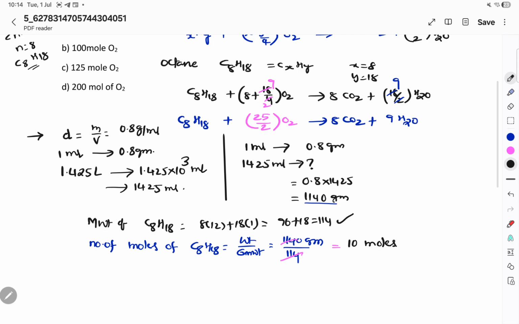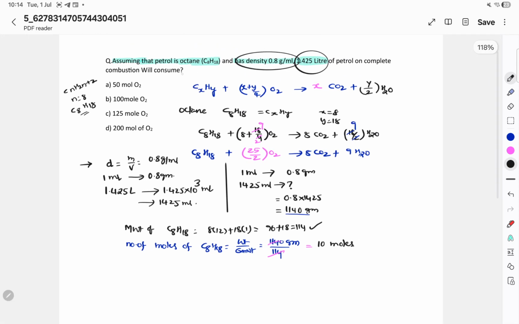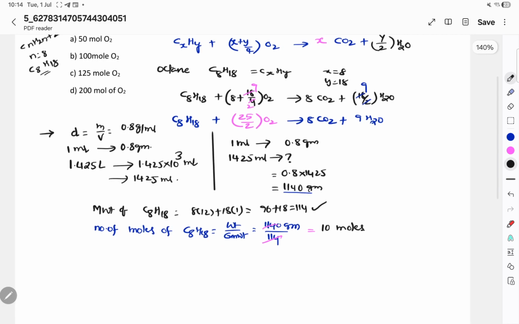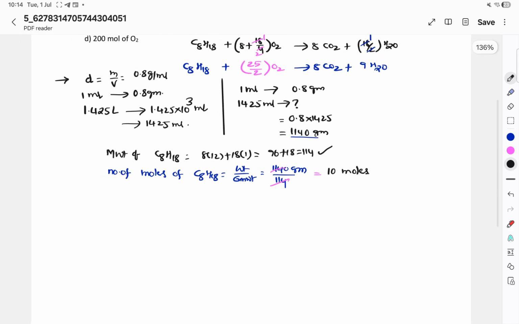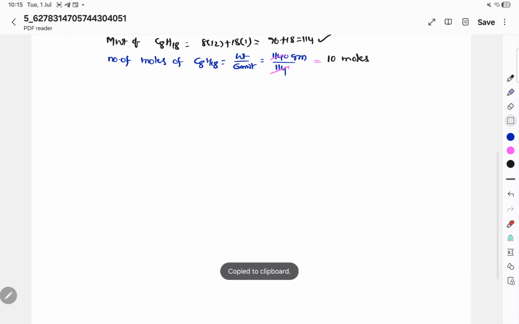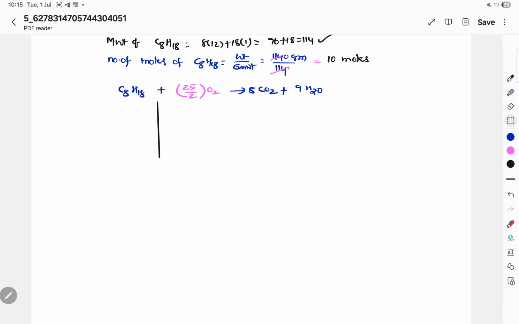Understood students? Petrol has octane and it has density. From the density and the volume, you are calculating the number of moles. Now you can take the main equation. So this is the main equation: C8H18 plus 25 by 2 O2 gives rise to 8 moles of CO2 plus 9 moles of water. This is your equation.